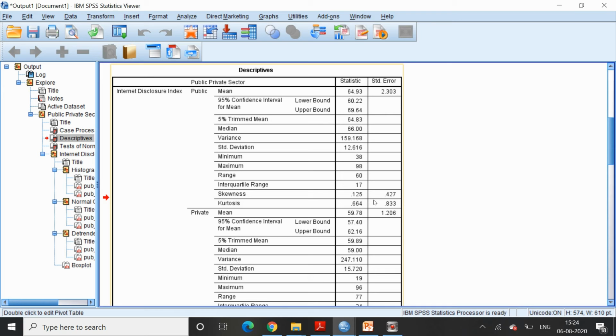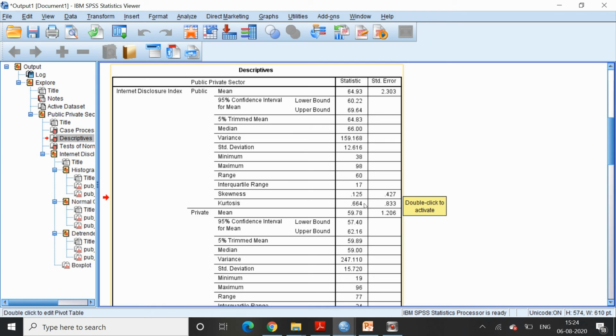So how will this z-score be calculated? The numerator will be 0.125 divided by 0.427. It comes out to be 0.292. Now this value should be less than 1.96. So 0.292 is less than 1.96, the standard z value. So the data is normal, it looks like normal.